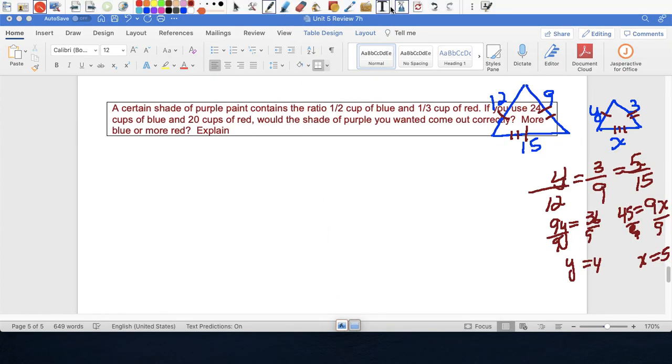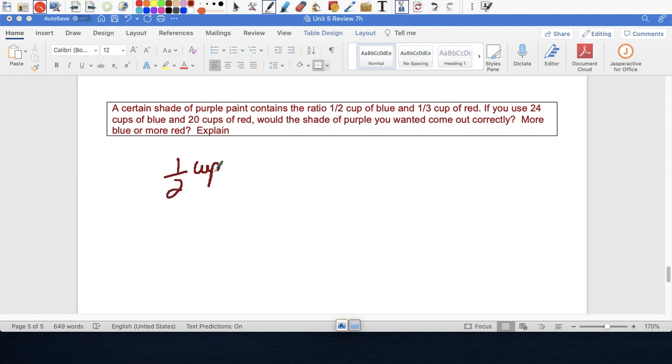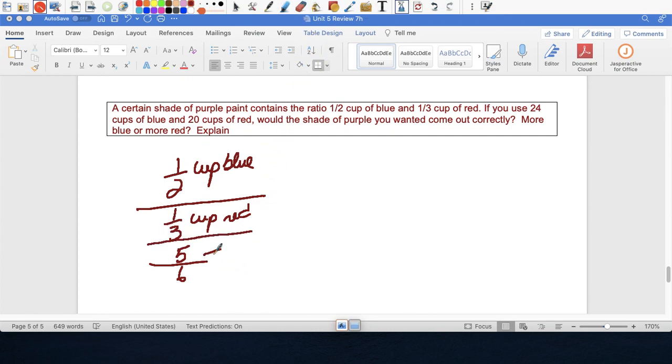A certain shade of purple contains the ratio of half a cup of blue. If you mix half a cup of blue with 1/3 cup of red, you get that shade of purple. So right now, if you do 1/2 plus 1/3, you get 5/6. So that means that right now you have 5/6 total, right? You use 5/6 of a cup. So when you mix 1/2 a cup of blue with 1/3 cup of red, it means that you use 5/6 cups in total. All right, so now on this side, let's write blue, let's write cup red, and let's write total.